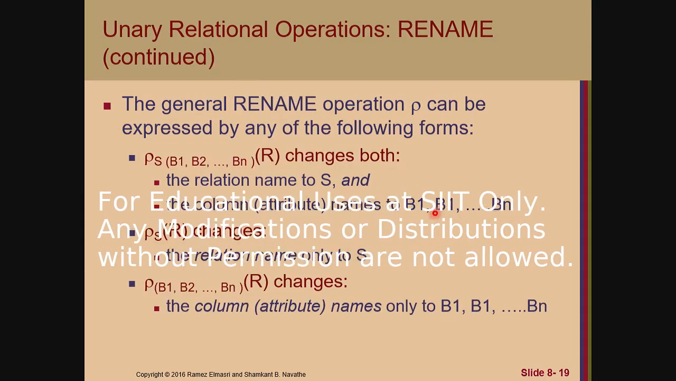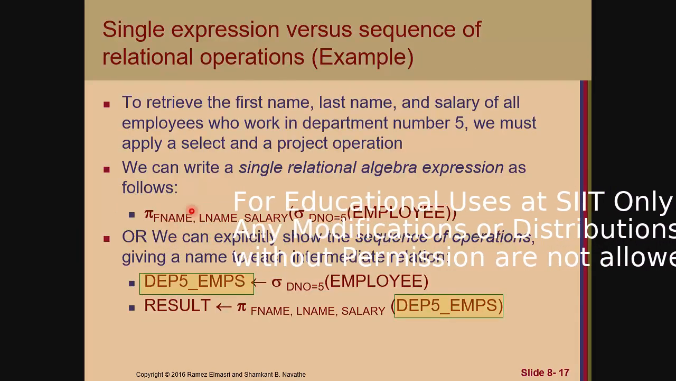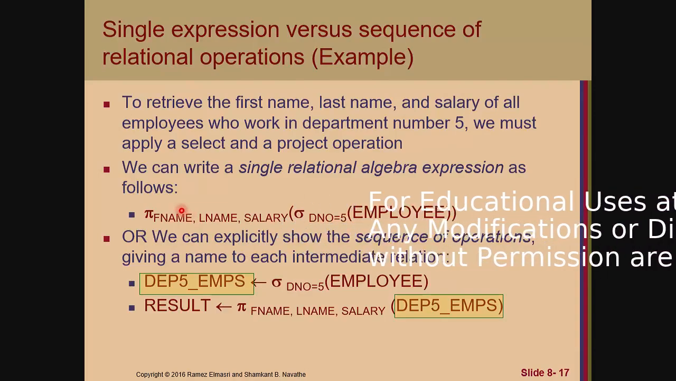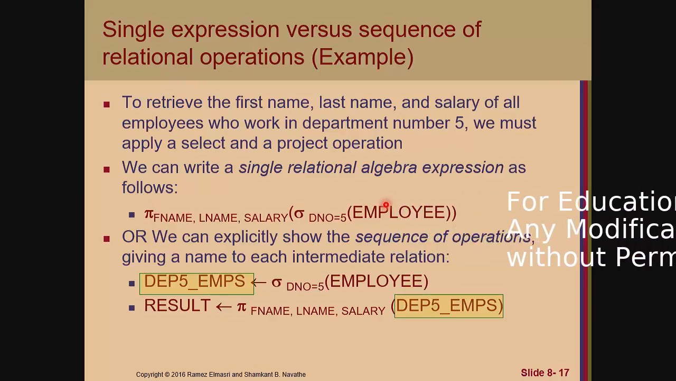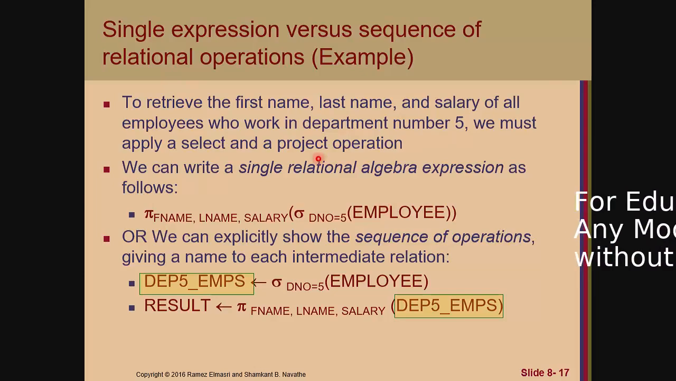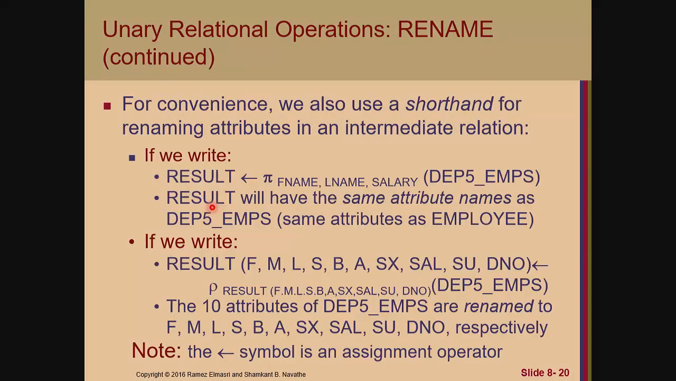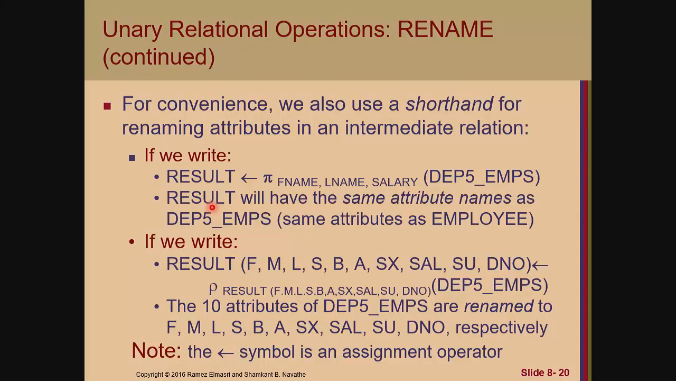Sorry, P is projection, not change the name. Projection just cuts for the result that you want. If the employee has a long list of attributes, 10 attributes, you just show in the result just 3 of them. P is projection, right? And the other one, rho, is rename. Change the name of the table.